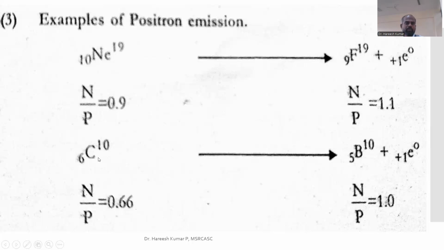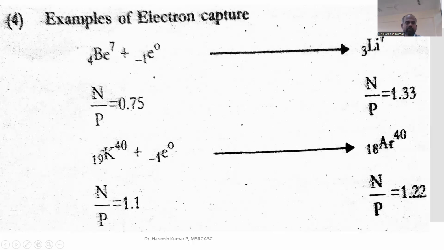Similarly, one more example of positron emission is the C10 isotope. C10 emits a positron and converts itself into boron 10. For boron, the N by P ratio is 1, and an N by P ratio of 1 means a stable and normal nucleus.